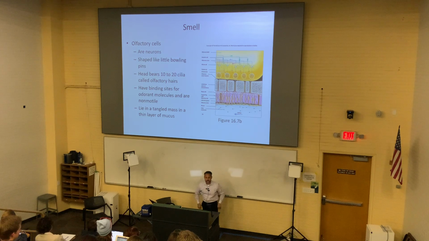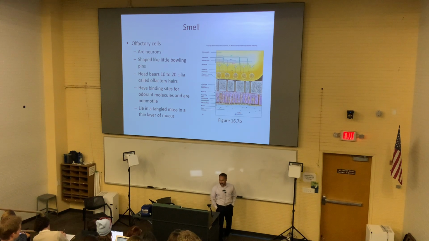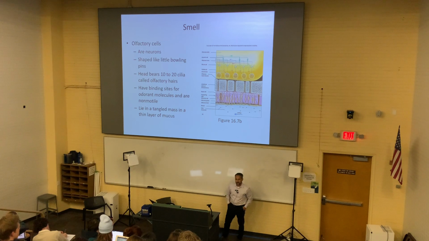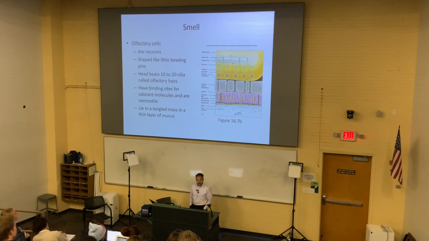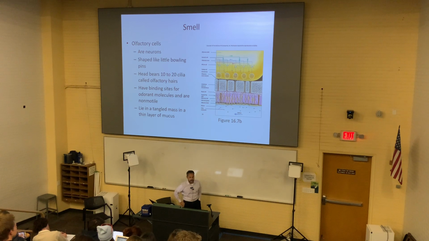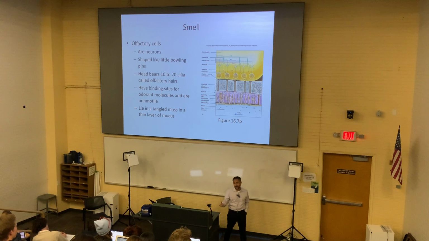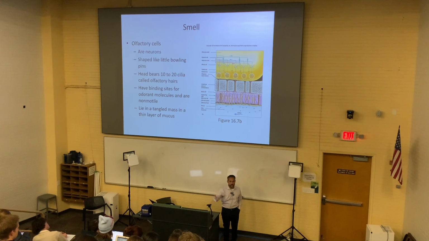Okay, so these olfactory cells, they're neurons. They're actual neurons. They're shaped like little bowling pins. The head itself has 10 to 20 different cilia or olfactory hairs, very similar to the taste hairs that we just got done looking at. And they have binding sites for an odorant molecule, a chemical. An odorant molecule is just a fancy way of saying a chemical.